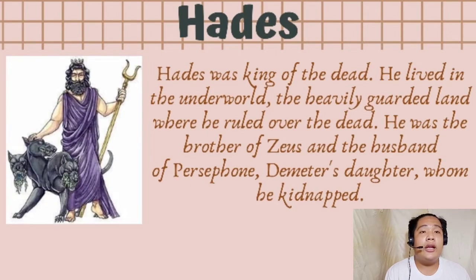He lived in an underworld, a heavily guarded land where he ruled over the dead. So he was the brother of Zeus and the husband of Persephone, Demeter's daughter, whom he kidnapped.